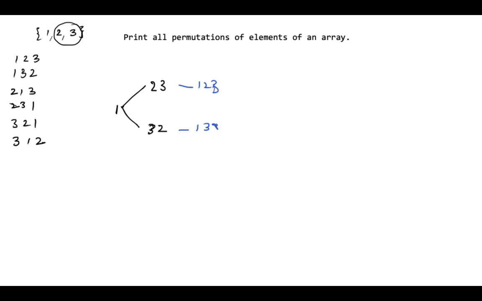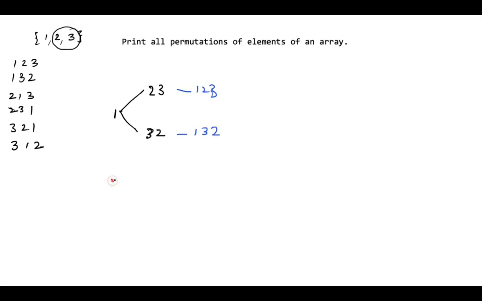Similarly, in the next step, we will fix 2 at the first position, and then the other elements which are left are 1 and 3. So we print both the permutations of 1 3. One is 1 3, one is 3 1. So fixing 2 at the first position, this will print 2 1 3, and this will print 2 3 1. And similarly, we will fix 3 at the first position, and then we print all permutations of 1 2, which is 1 2 and 2 1. So this will print 3 1 2, and this will print 3 2 1, right?